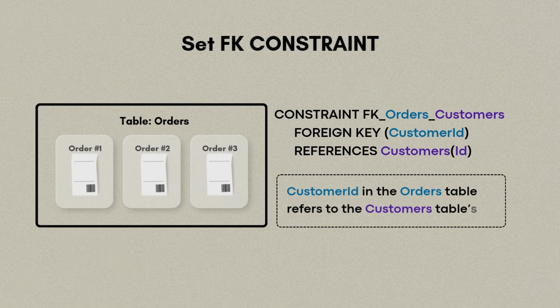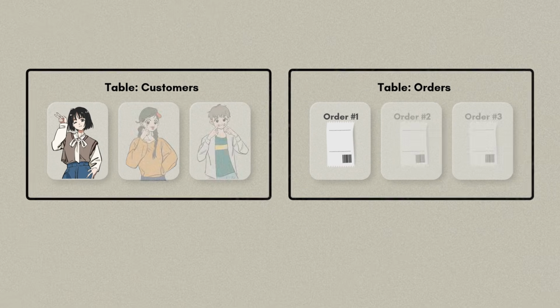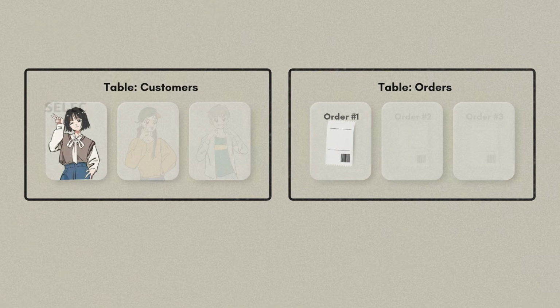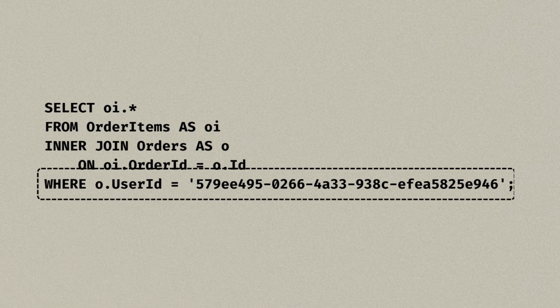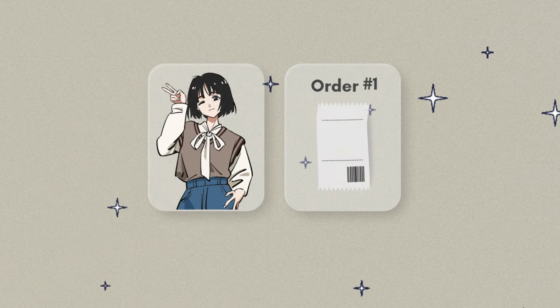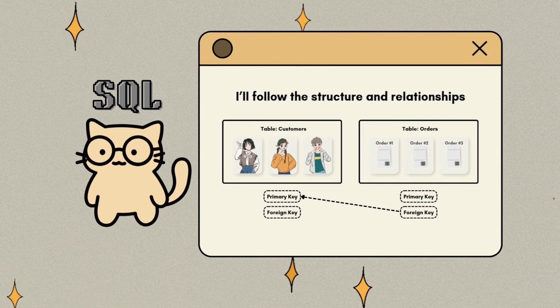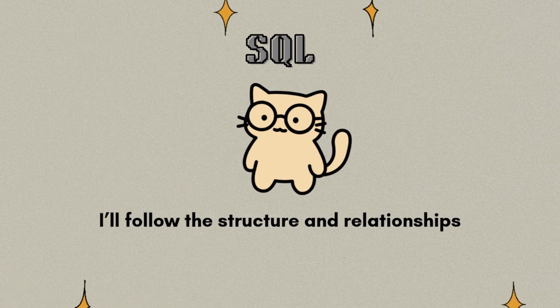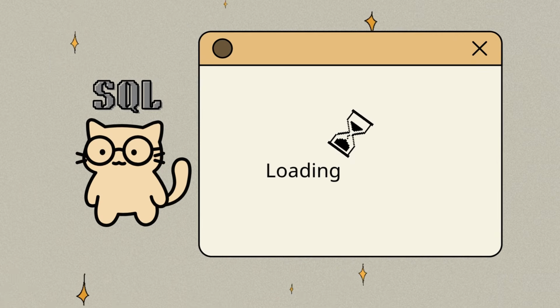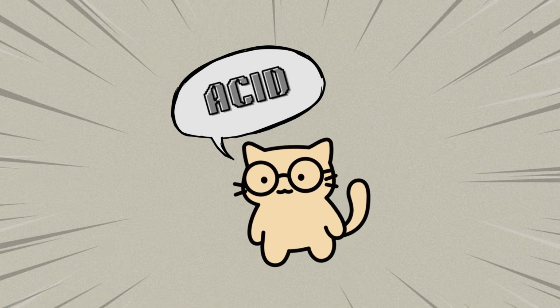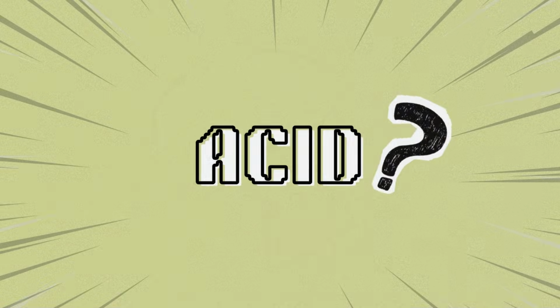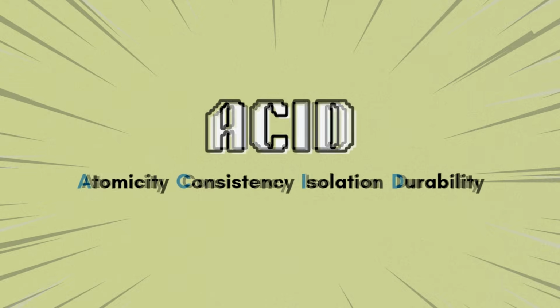Once relationships are defined, if we want to get order items for a specific customer, we can easily join the tables, filter by customer ID, and get the result we want. So one of the strengths of SQL databases is that the data strictly follows the structure and relationships we define. Another strength is that SQL databases support ACID properties. So what is ACID? Let's break each part down with a simple example.